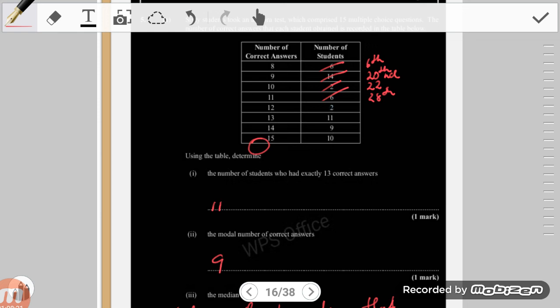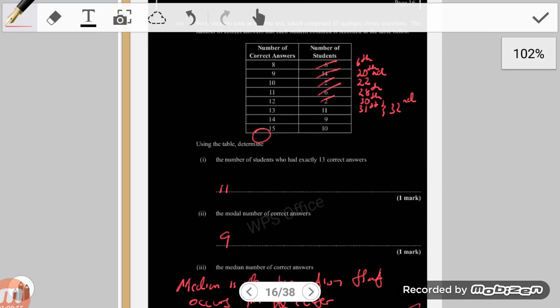Crossing out 2 more, I'm going to be at the what? 30th value. So the last value, 12, is going to be the 30th value. So what this means for me here is that the next 11 values will contain my 31st and my 32nd value. They're going to be the same number, 13.